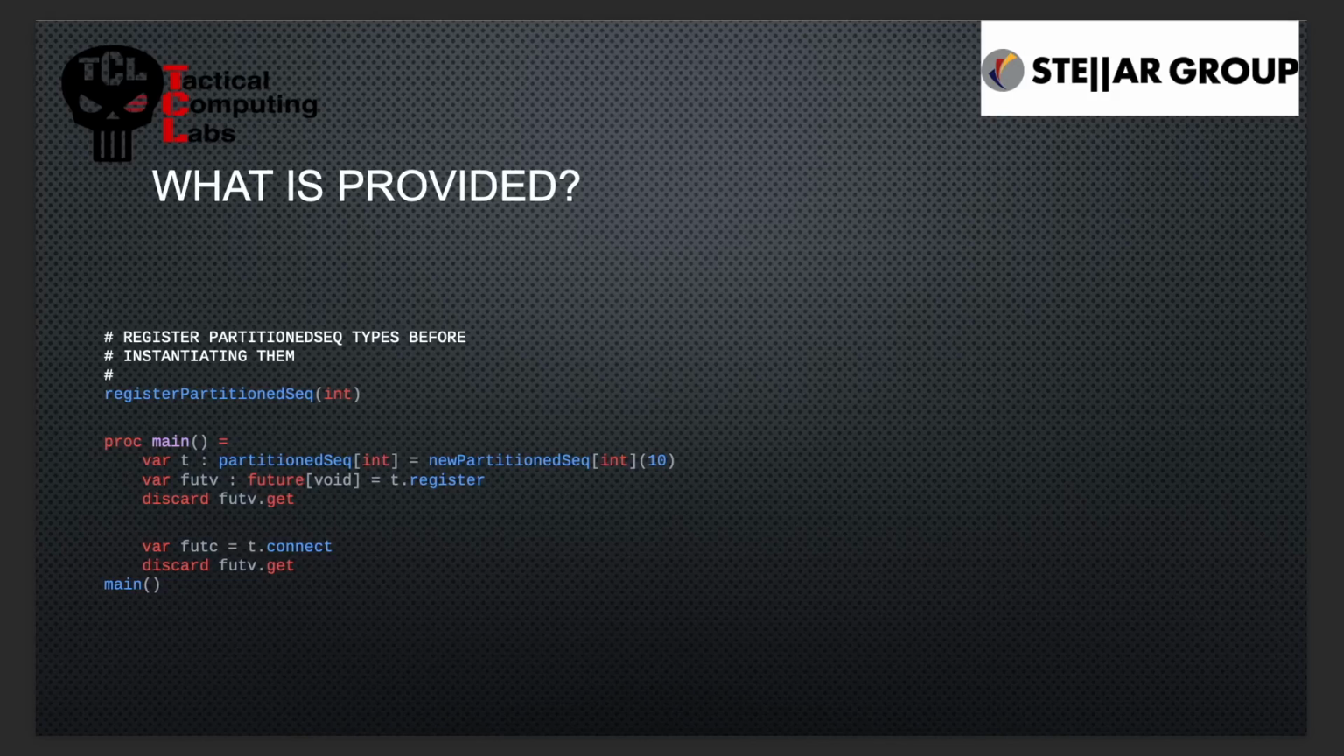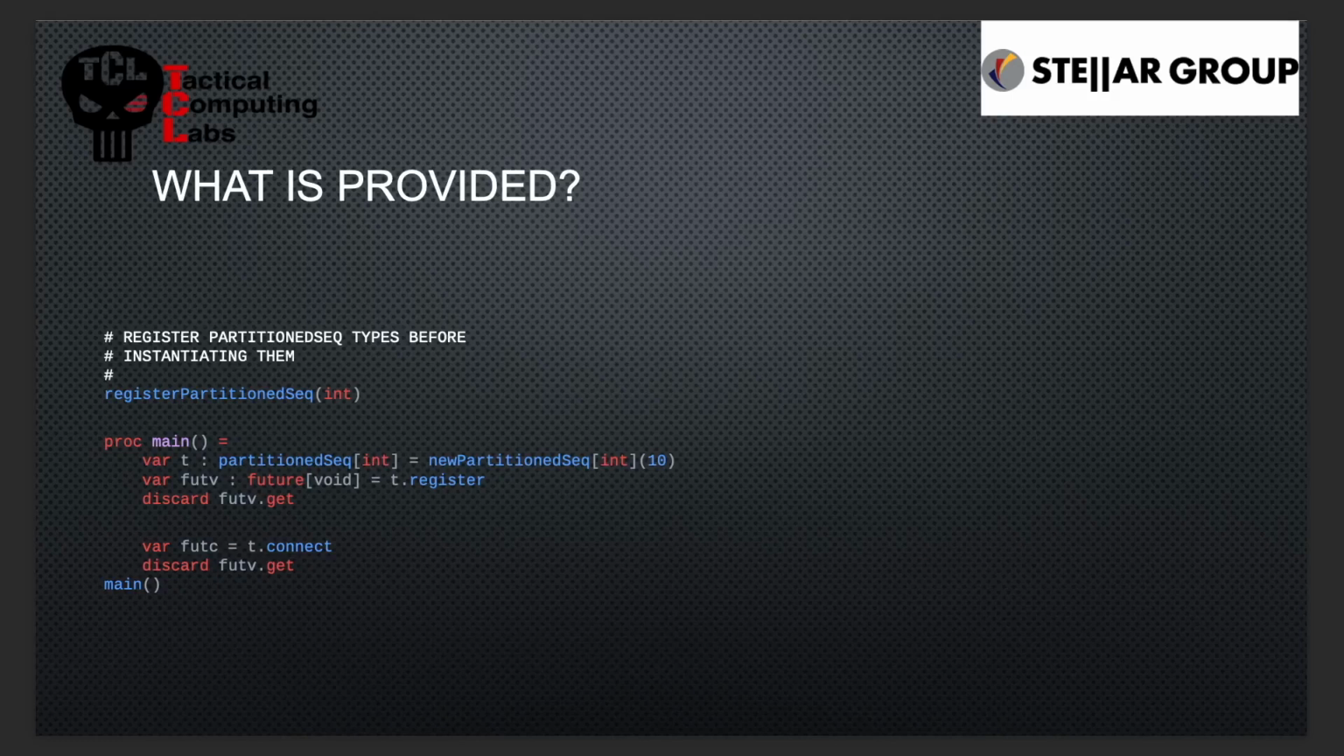You'll see that when main is invoked, a partition sequence of integers is instantiated, and that each partition sequence has 10 elements in it. That partition sequence is then registered with the AGAS, or the active global address space, with the .register function. What comes back is a future; you call get on that future to make sure the asynchronous registration process is terminated correctly.